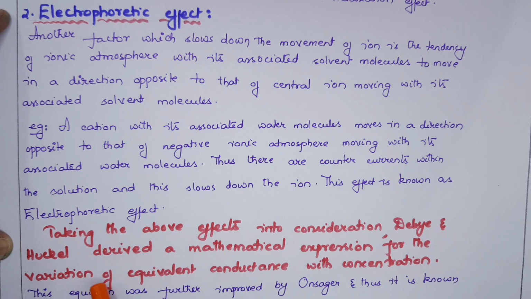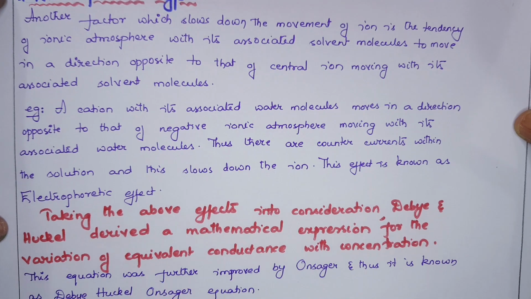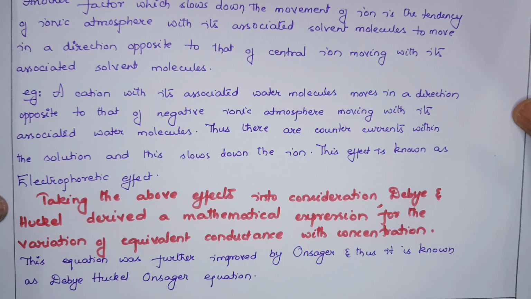Debye and Huckel derived a mathematical expression in order to explain the variation of equivalent conductance with the concentration. Okay, students, underline this point. They derived a mathematical expression for the variation of equivalent conductance with concentration. And this mathematical expression derived by Debye and Huckel was further improved by another person called Onsager, and hence it is known as the Debye-Huckel-Onsager equation.